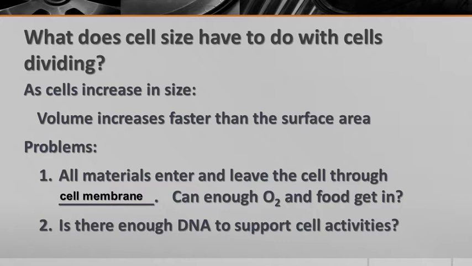Another problem with cell size is, is there enough DNA to support cell activities? Once the cell gets too big, past a certain size, the things that need to be done in the cell that are directed by the DNA, whether it's making proteins or doing whatever needs to be done, if the cell's too big, the needs for instructions from the DNA will outpace the amount of DNA that's present there. That's called DNA overload, and that can be a serious problem for a cell. If it can't take care of all the needs of the cell, then it needs to divide and be smaller.